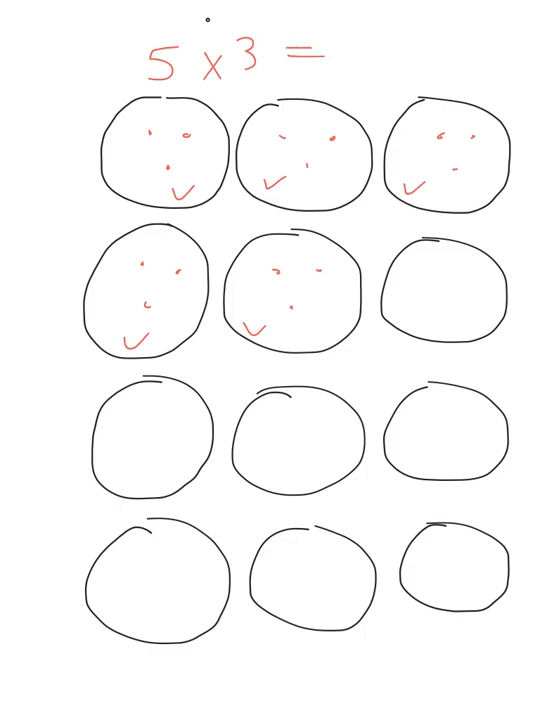So 3 plus 3 is 6, plus 3 is 9, plus 3 is 12, plus 3 is 15. So we know 5 groups of 3 is 15, or 3 groups of 5 is also 15. So once we do it, we're going to write down the equation and its solution.